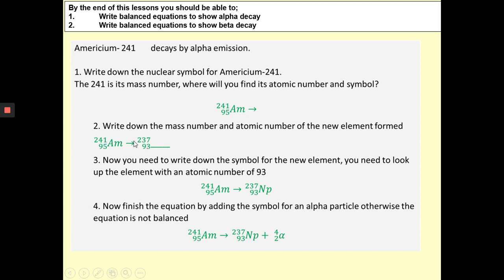I then write down the mass number and proton number of the element formed when the alpha particle is emitted. So my top number has dropped by 4 and my bottom number has dropped by 2. Using my periodic table, I've gone and found the symbol for the new element. So I looked up number 93 and found it was neptunium, and so that's Np. I've now finished off my equation by writing that alpha particle so that my two mass numbers, when they add up together, give me the original, and my two proton numbers, when I add them together, give me the original.